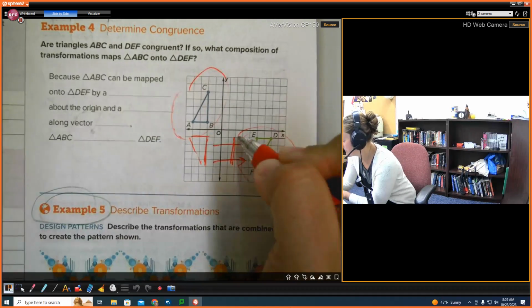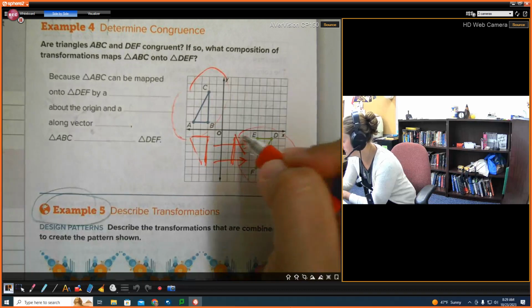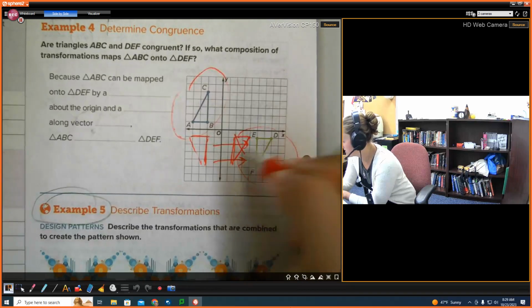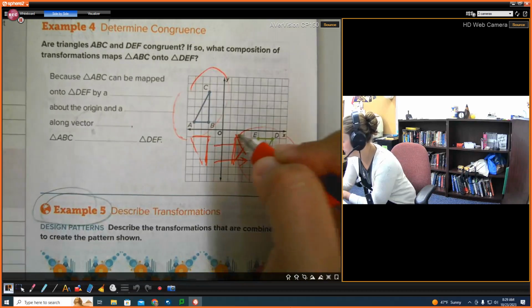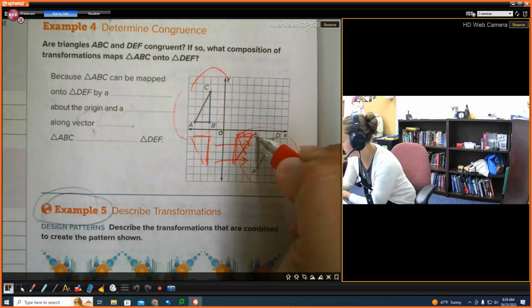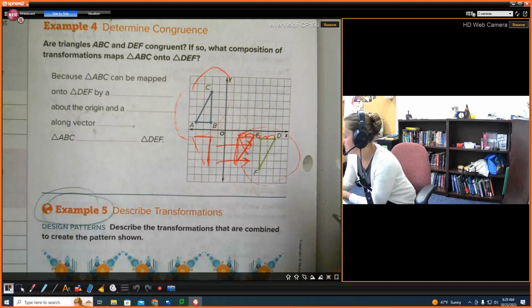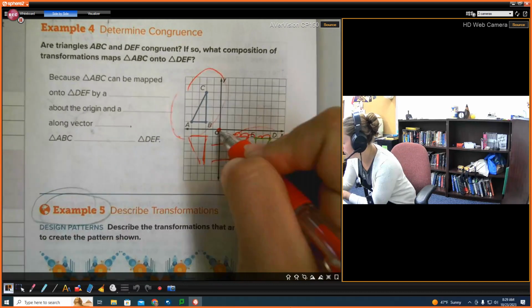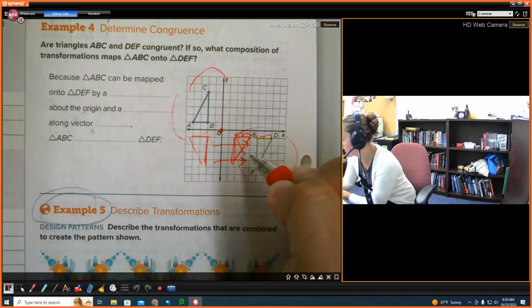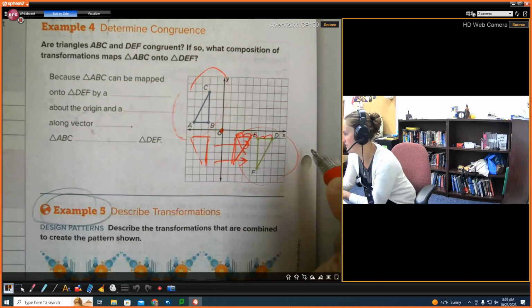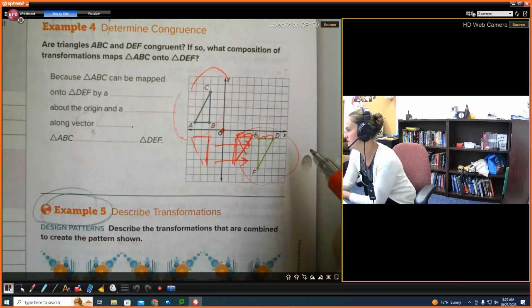Because this would be our reflection. Like that. And then you'd have to move it over 1, 2, 3, 4, 5. Or you could rotate it about the origin and then move it over 5. So whichever you want. Those are both valid answers.